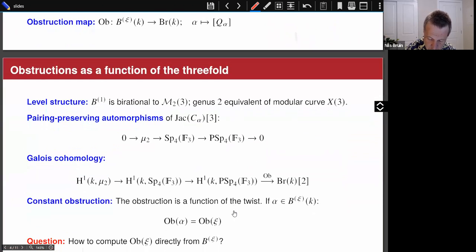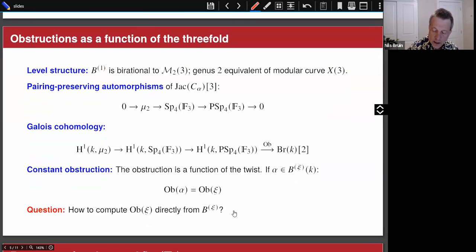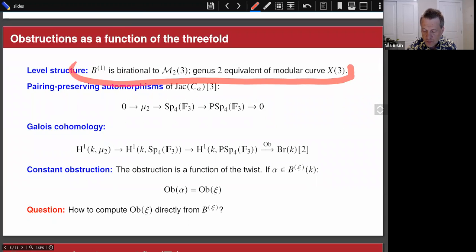So looking a little bit more carefully at how that pans out for the Burkhardt. What we've basically seen is that the Burkhardt is birational to M23, which is basically the genus 2 equivalent of the modular curve X3. So it's a moduli space with full 3-level structure. So you're specifying the structure of the 3-torsion.